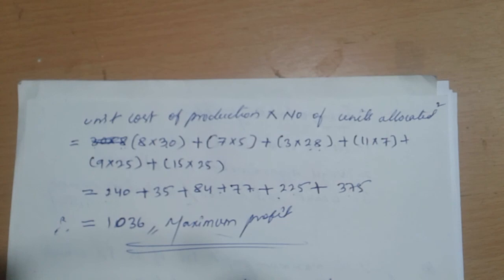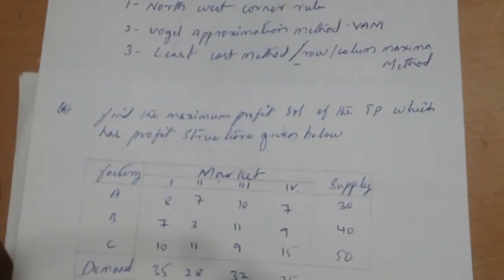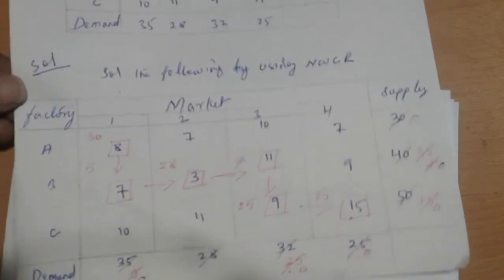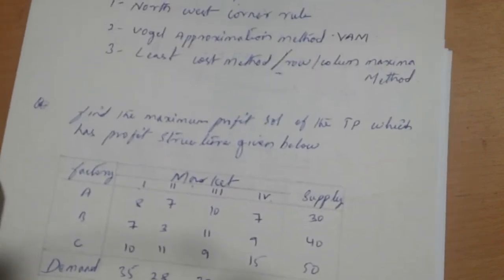This is the northwest corner rule. This is the way we can solve the transportation problem by the northwest corner rule. Now let's go to the next video for the least cost method.